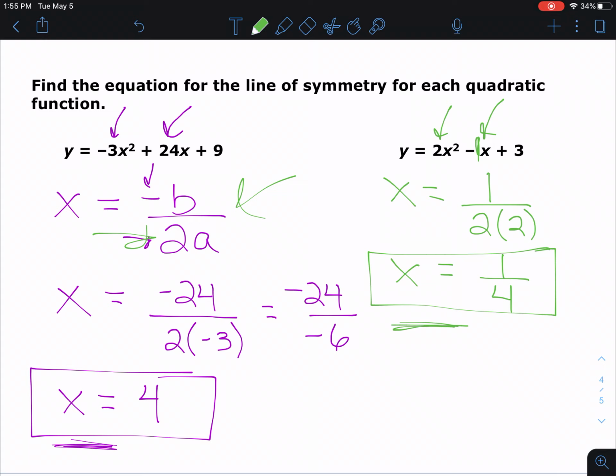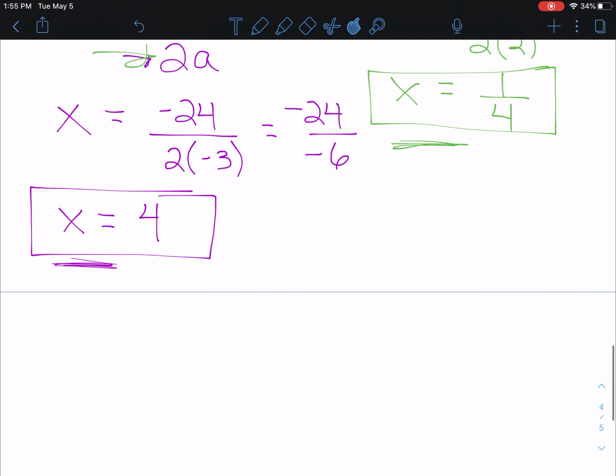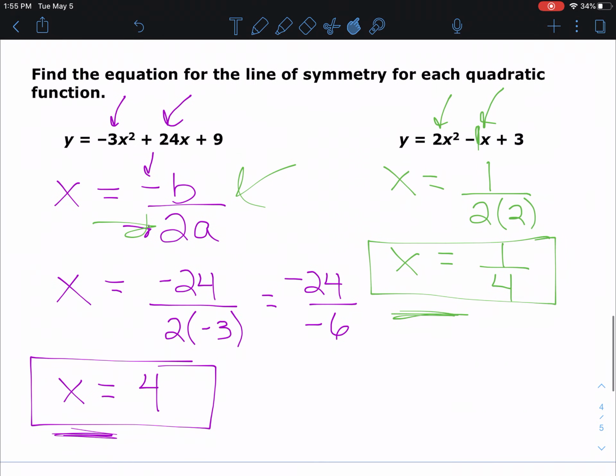Okay? And that's finding the line of symmetry from an equation, a quadratic function, rather than a graph. Hope that makes sense. All right, we'll see ya.